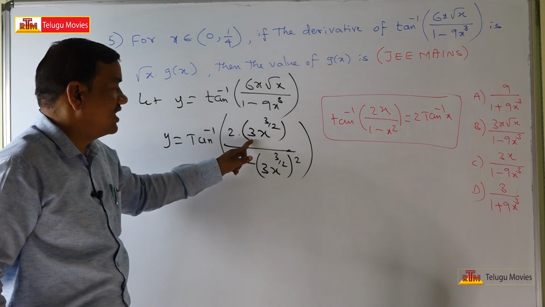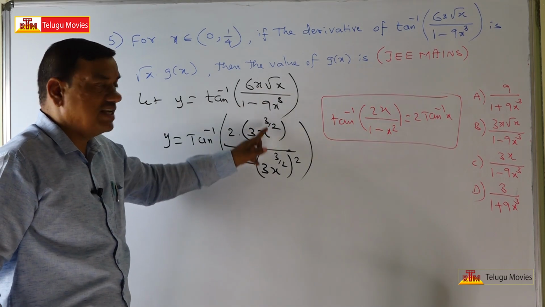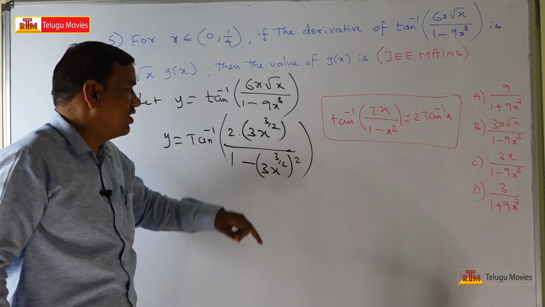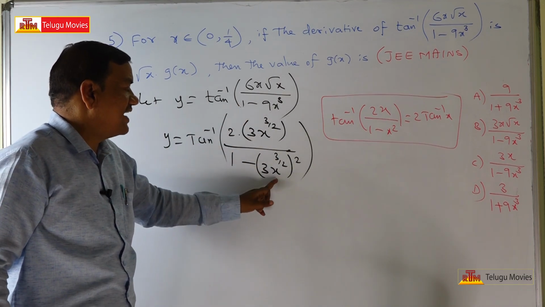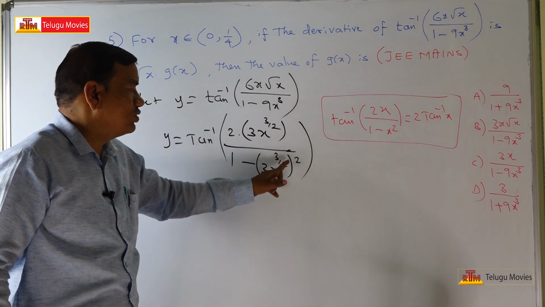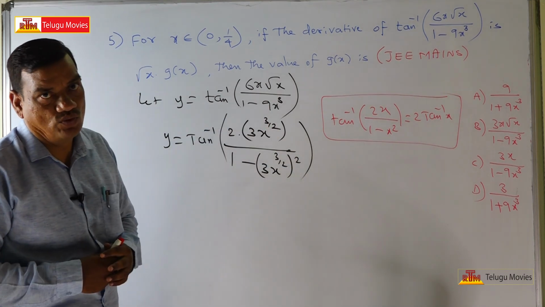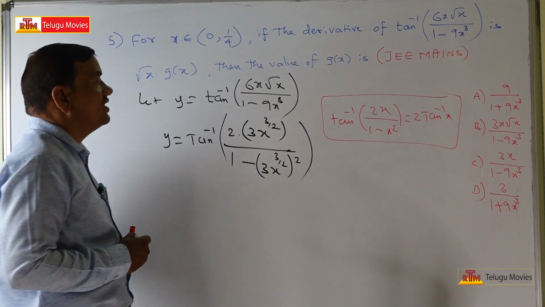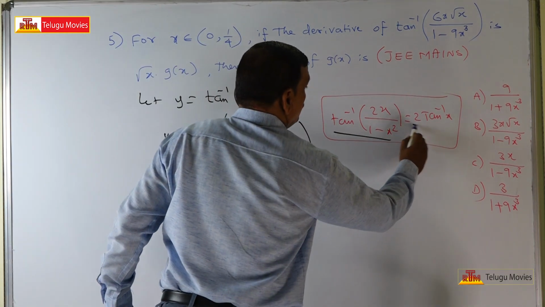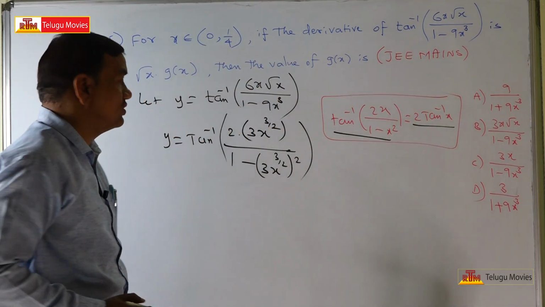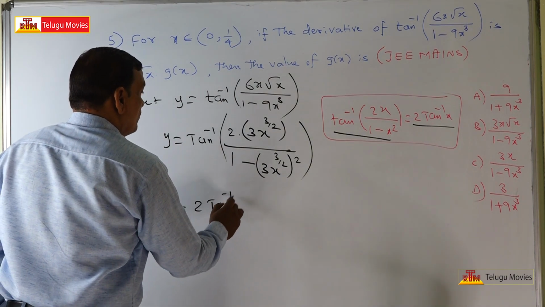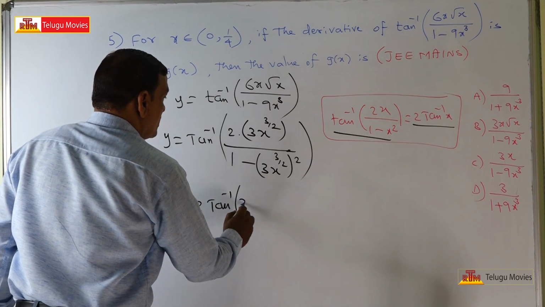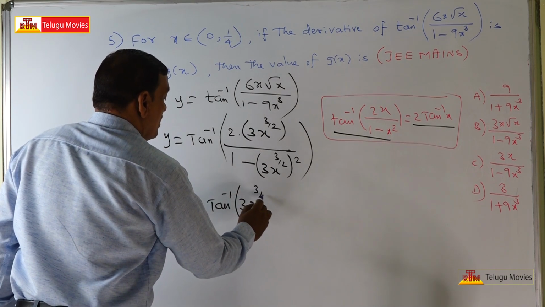See here, 2 threes are 6. x root x means x power 3 by 2. Coming to the denominator, 1 minus 3 square means 1 minus 9, and x power 3 by 2 whole square, the 2 gets cancelled, gives x cube. Now this can be written as 2 times tan inverse of x, where x means 3 times x power 3 by 2.